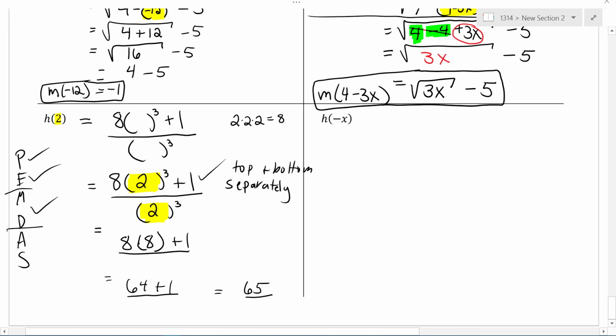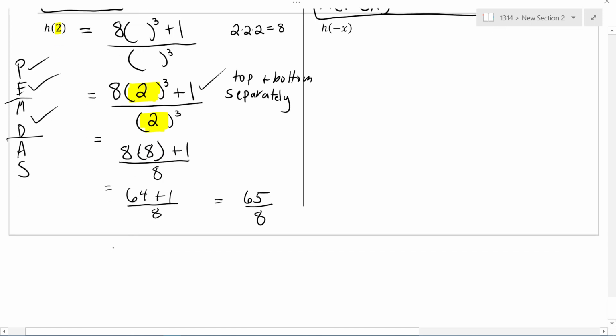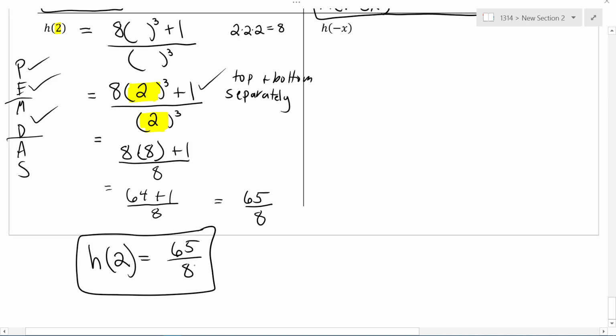Okay, now we simplify the bottom. 2 cubed. Well, that's 2 times 2 times 2, which gives me 8. So that was a pretty quick simplification. Now, there's nothing more that we can do there. We're just going to leave that as a fraction. So our final answer is h of 2 is equal to 65 divided by 8. There's no common factors between 65 and 8, so I'm going to leave it exactly like that as a simplified fraction.